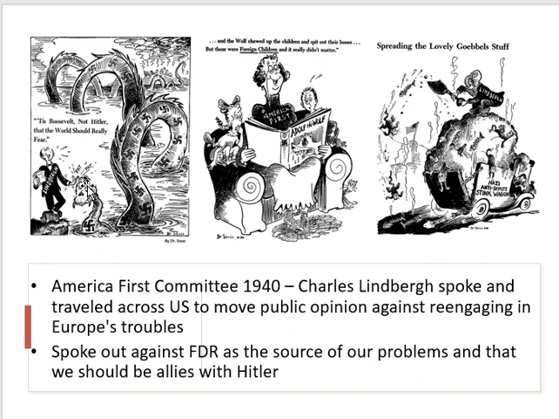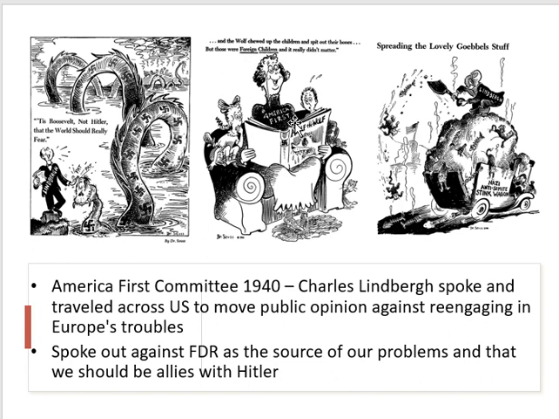All right, Lindbergh is patting him on the head, so obviously friendly. And he says, "'Tis Roosevelt, not Hitler, that the world should really fear." So again, this America First Committee thinks that FDR and his policies for the Great Depression and his New Deal are going to really ruin the United States economically, and that we should really be allying with Hitler during this time period. Okay.